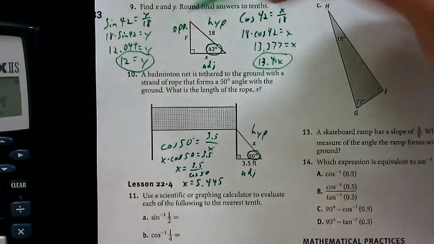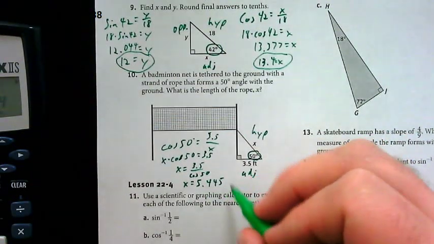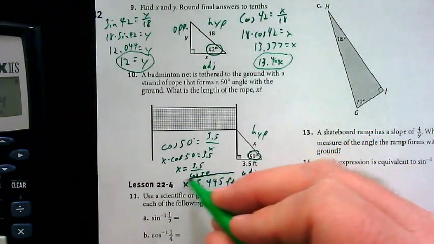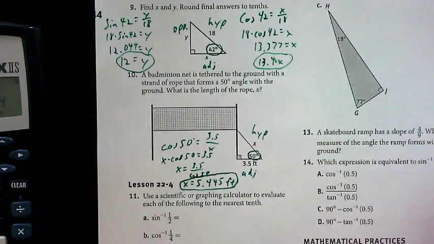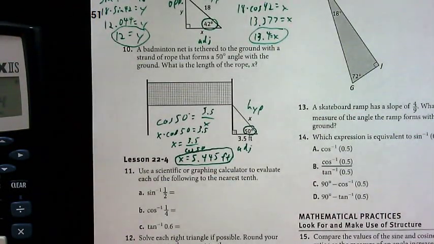5.445. So that's going to be it. And this is going to be in feet. This one did give us units, so you should include your units. There's a good chance I'll take a point off if you don't have the units, and it gave you units.